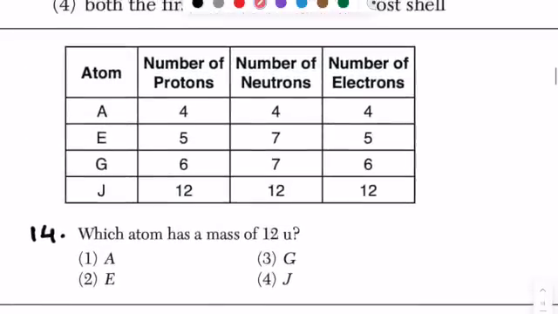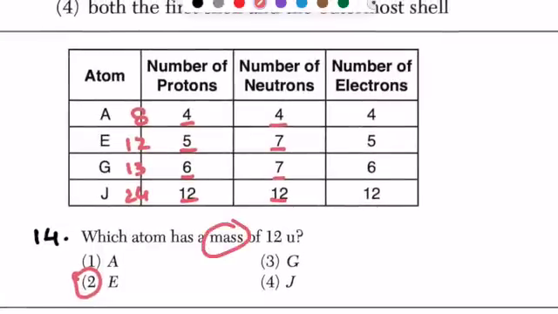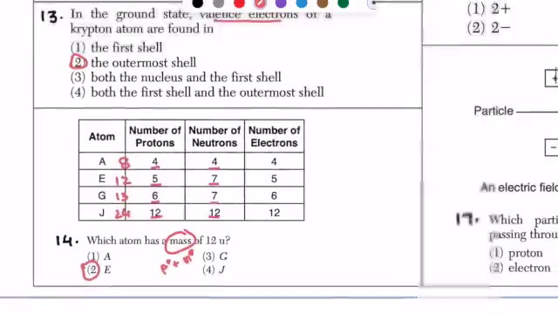Which atom has a mass of 12 atomic mass units? So we are looking for something where when we add the number of protons and neutrons, we get 12. So for A, when you add protons and neutrons, you get 8. For E, when you add protons and neutrons, you get 12. For G, when you add 6 and 7, you get about 13. And then for J, you get about 24. So your answer to this question will be E. Because once again, remember, mass is the number of protons plus the number of neutrons.